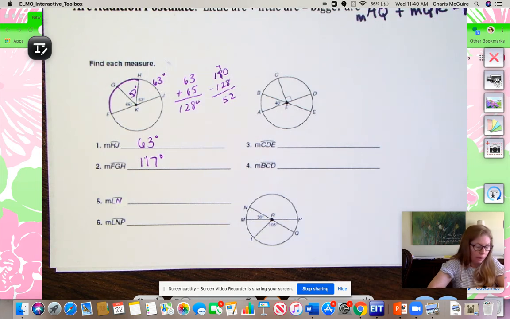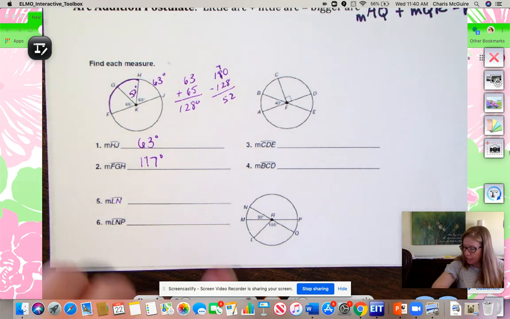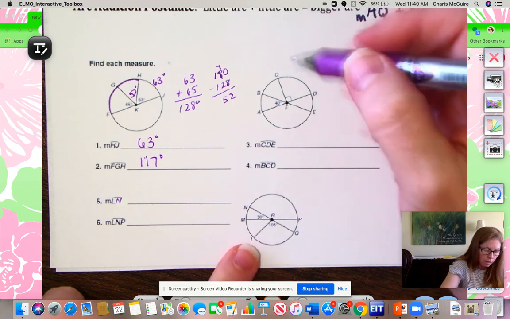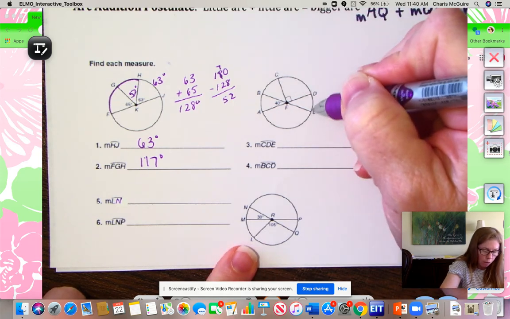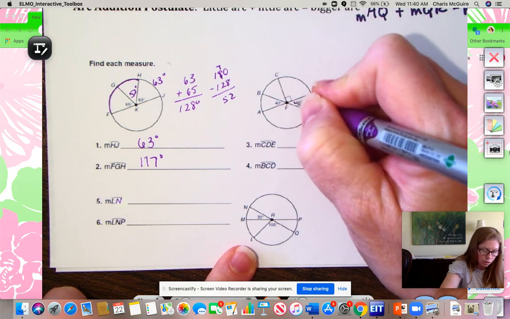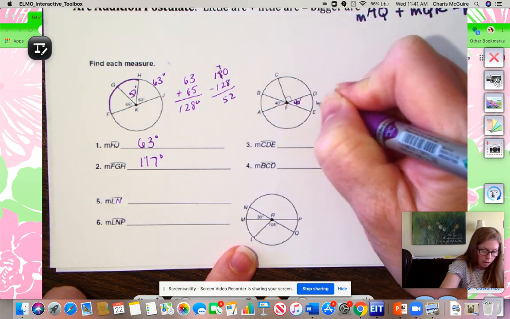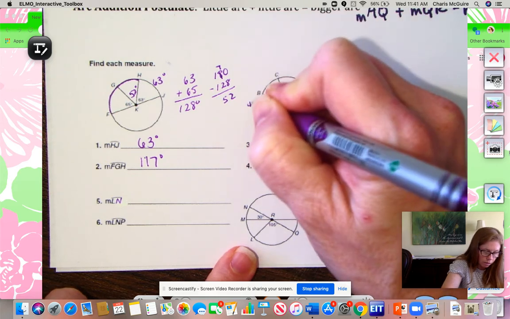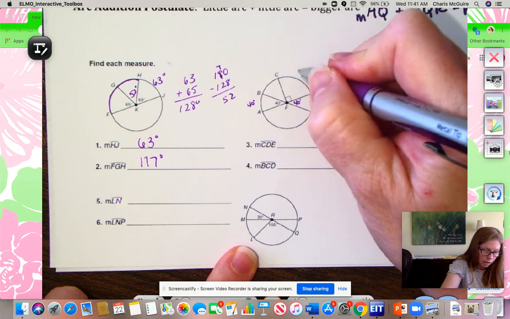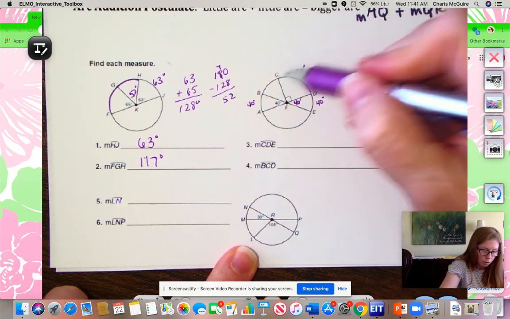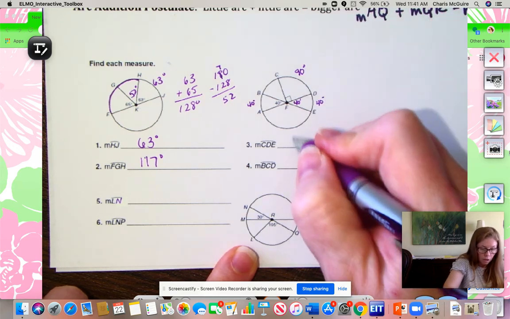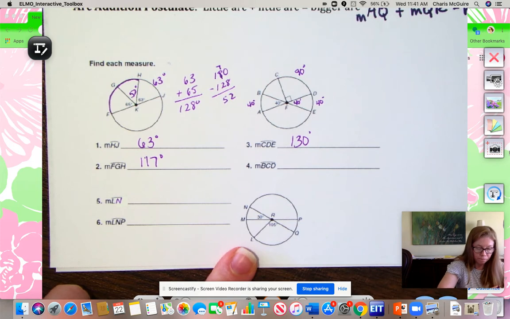Okay, so number 3, it wants us to find CDE. I put down 130 degrees. I hope I'm okay with that one. CDE, and we know that we have 40 degrees here. So we know this vertical angle is also 40, which means the arc is 40, right? The arcs are 40. And then we've got a 90-degree angle. So arc CD is 90 degrees as well. So when we're looking at CDE, we're just going to do the 90 plus the 40, which is 130 degrees.